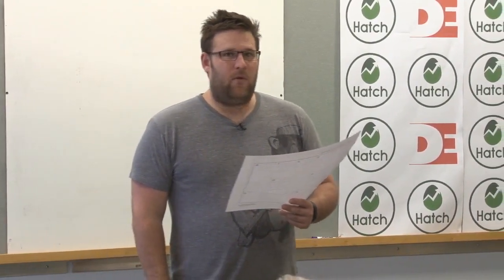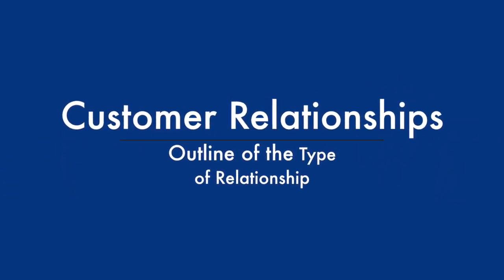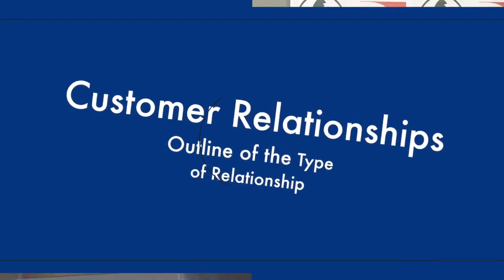All right, next we're going to move on to customer relationships. This is the outline of the type of relationship. So understand what that relationship looks like. What are you establishing? What are you giving them?